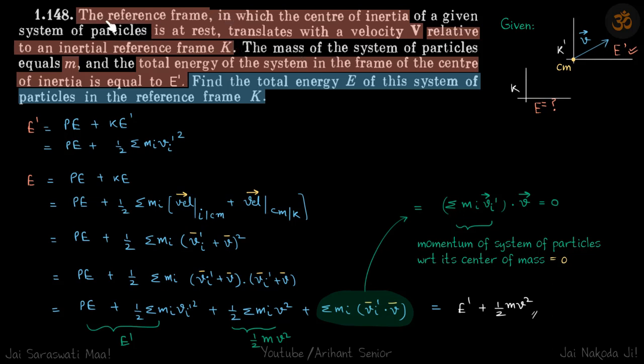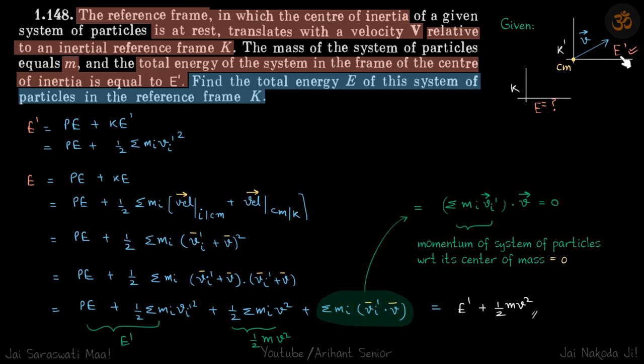So once again, let's read the question. The reference frame in which the center of inertia is at rest translates with a velocity v relative to an inertial reference frame k. So it's traveling with v relative to k. The mass of the system of particles equals m, and the total energy of the system in the frame of the center of inertia is equal to E dash. The frame of the center of inertia is nothing but k dash, so with respect to that, the energy is given as E dash. Find the total energy E of the system in the reference frame k. So we are given E dash and we need to find E.